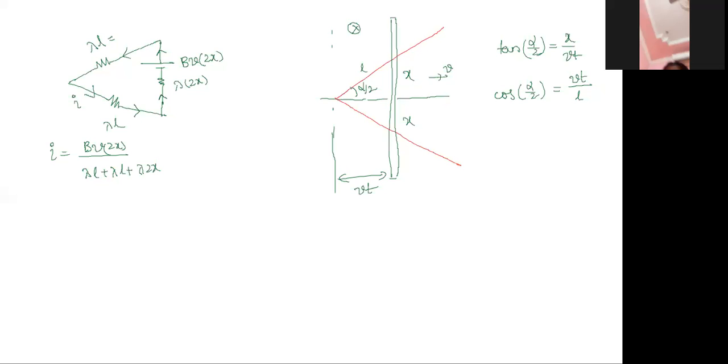Minus B omega L square by 2. So E is a function of time, not a constant.